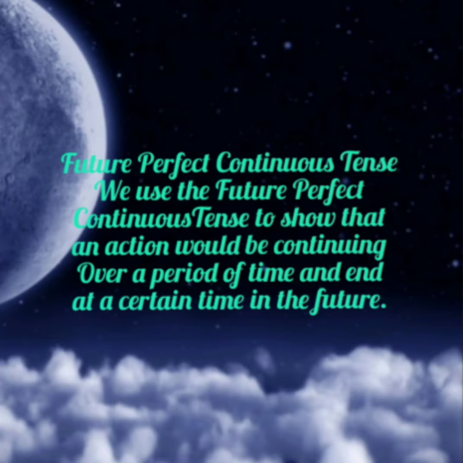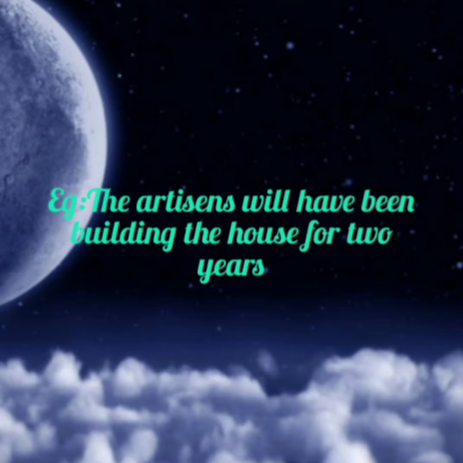The next one is future perfect continuous tense. We use the future perfect continuous tense to show that an action would be continuing over a period of time and end at a certain time in the future. This action will be continued in the future. For example, the artisan will have been building the house for 2 years. The artisan will be building this house. It will be going on for the next 2 years.